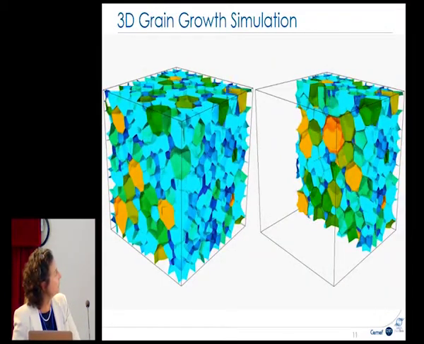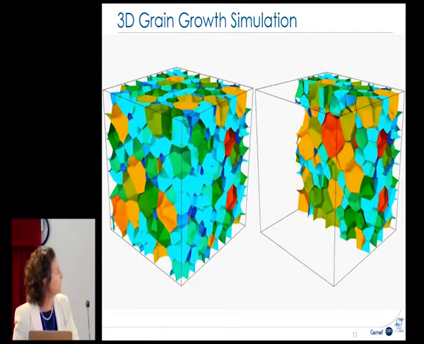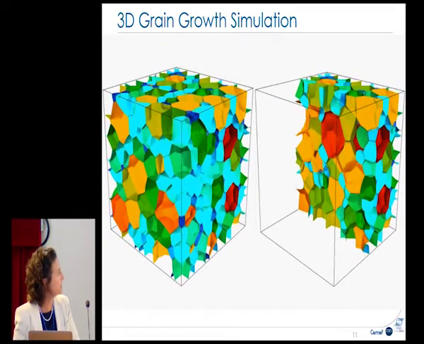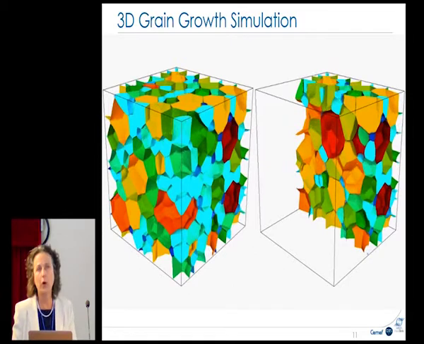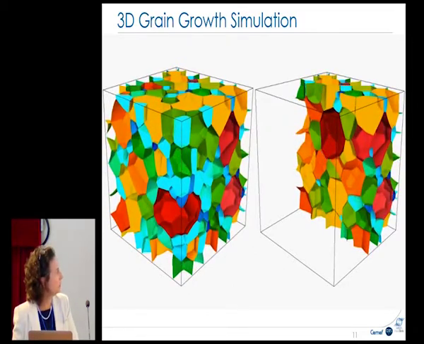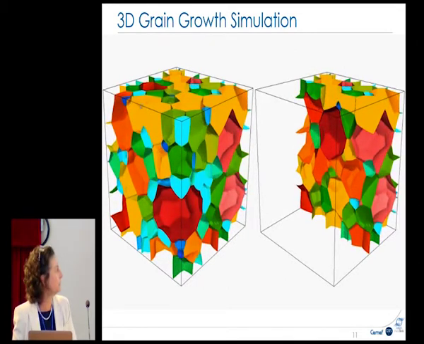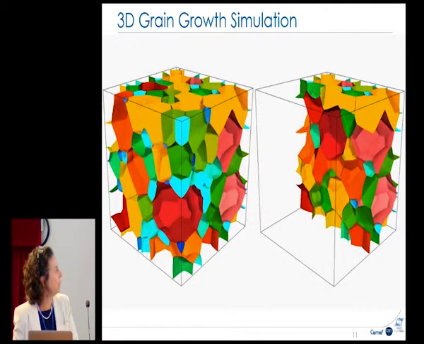This velocity is based on metallurgical and physical approaches. So all the parameters normally are well known by the specialists. So we introduce this velocity with these terms. M is the boundary mobility. Here we have the boundary energy. Here is the term of curvature. Here the stored energy, and here is the normal to the level set.